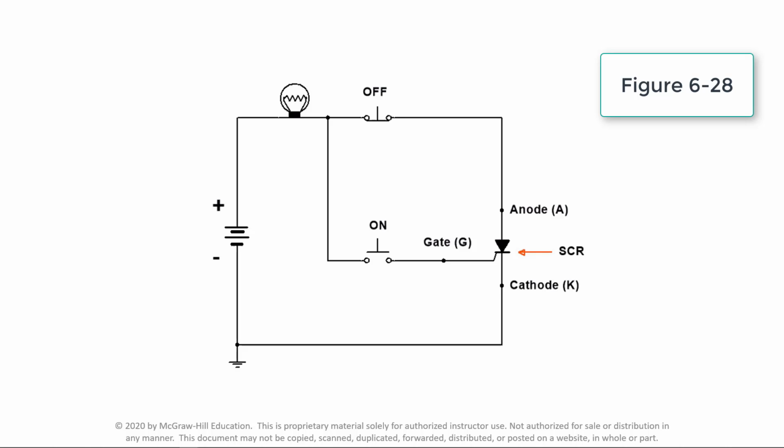Momentarily opening the normally closed off push button interrupts the current flow to the SCR and bulb. The light turns off and remains off until the SCR is triggered back into conduction. If the bulb lights at all times, this is an indication that the SCR is shorted. If the bulb fails to light when the SCR is triggered into operation, this is an indication that the SCR is faulted open.